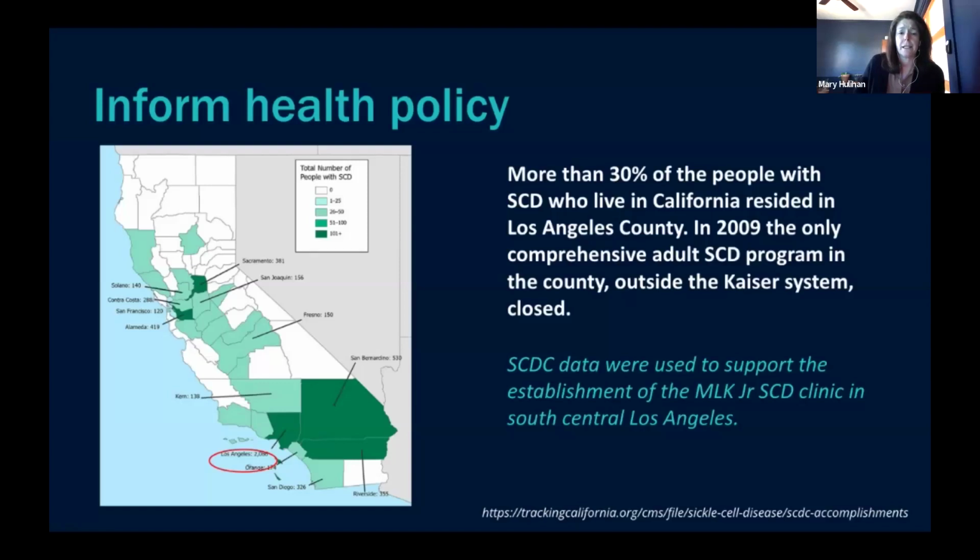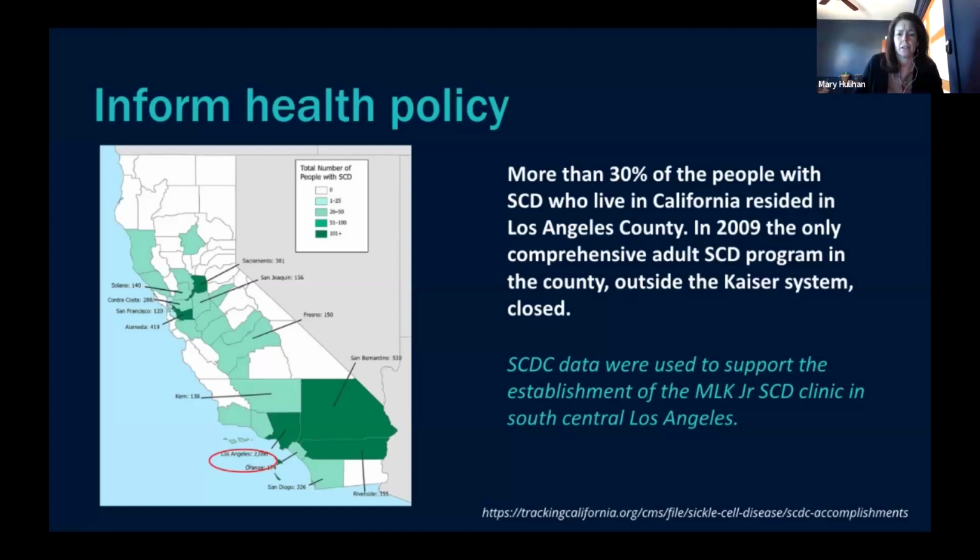Using SCDC data, it was determined that more than 30% of California's sickle cell population resides in LA County. LA County is a huge county. It houses a lot of the population in general of the state, but also a great deal of the state's sickle cell population. We also know that the only comprehensive adult sickle cell program in that county closed back in 2009. As a result, the adults living there were either traveling great distances to see a sickle cell specialist, or probably more likely, they were only receiving their healthcare in the emergency department.